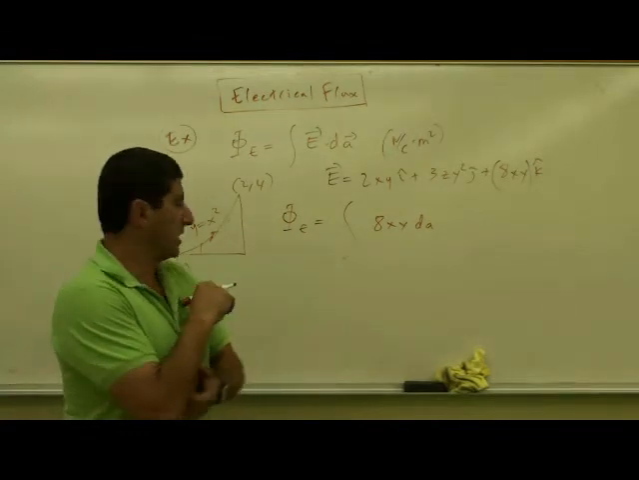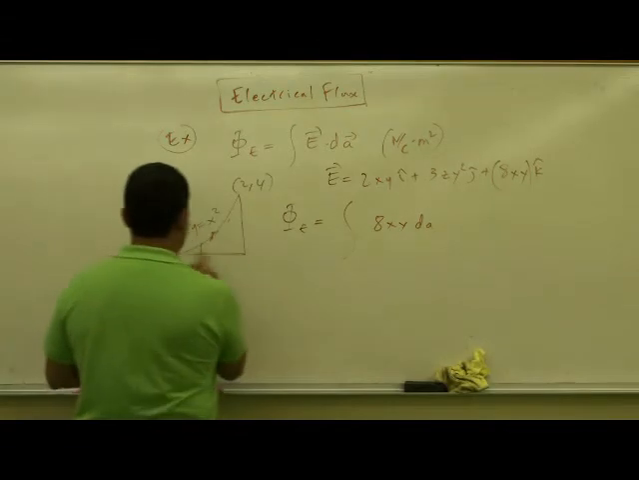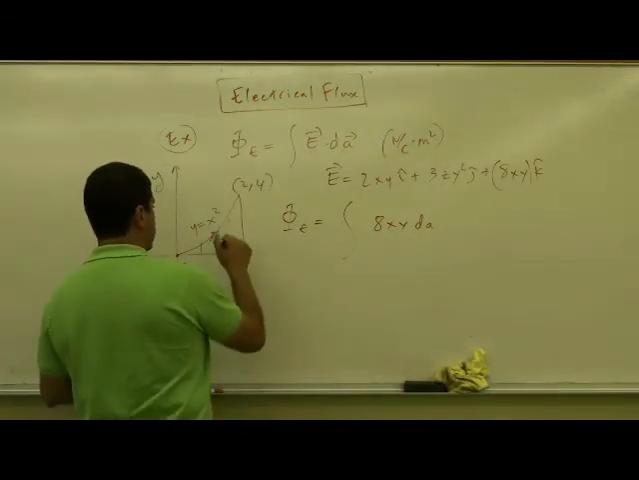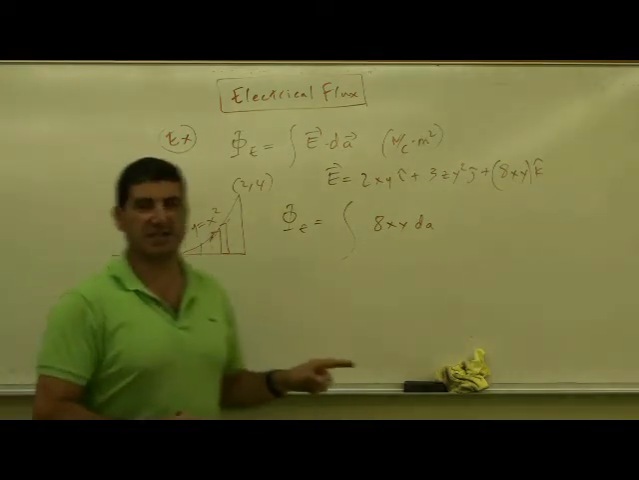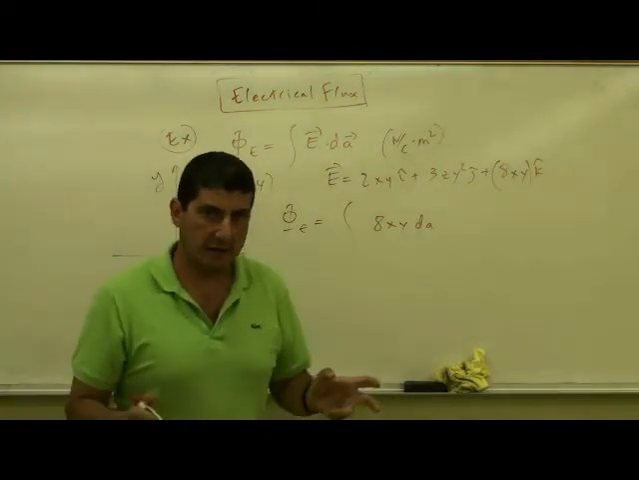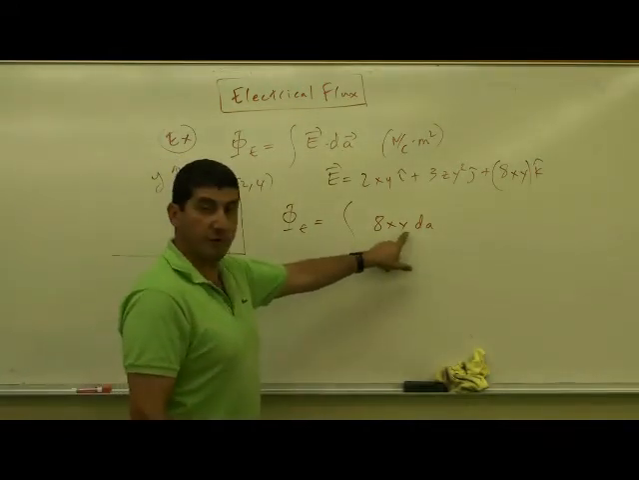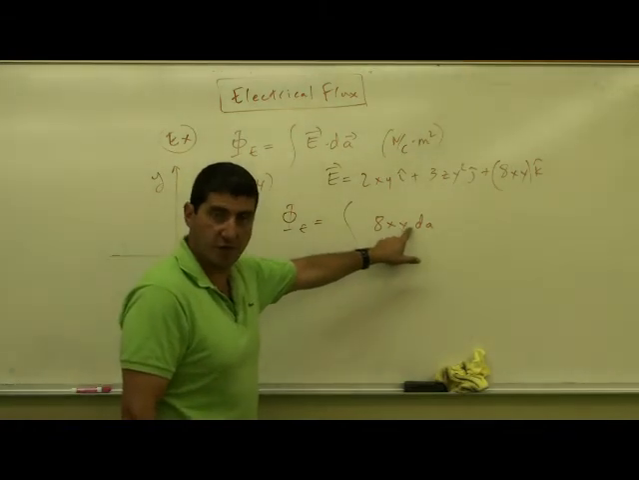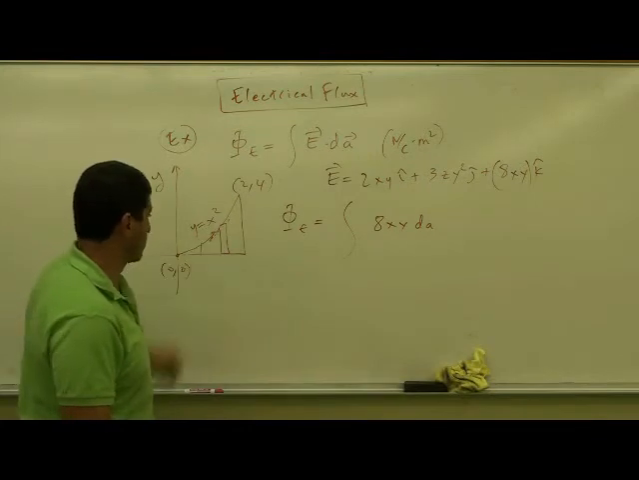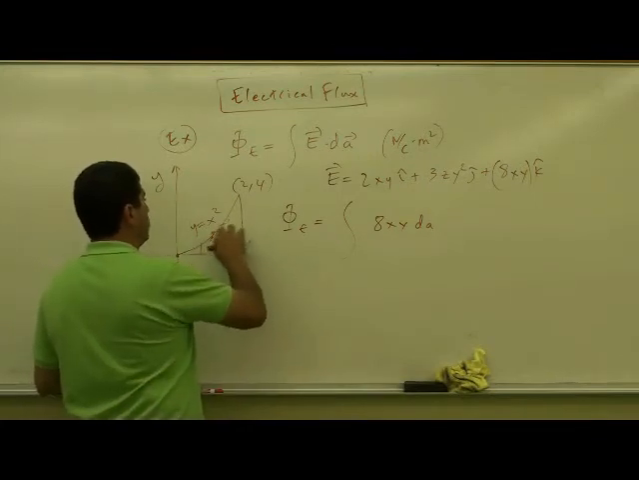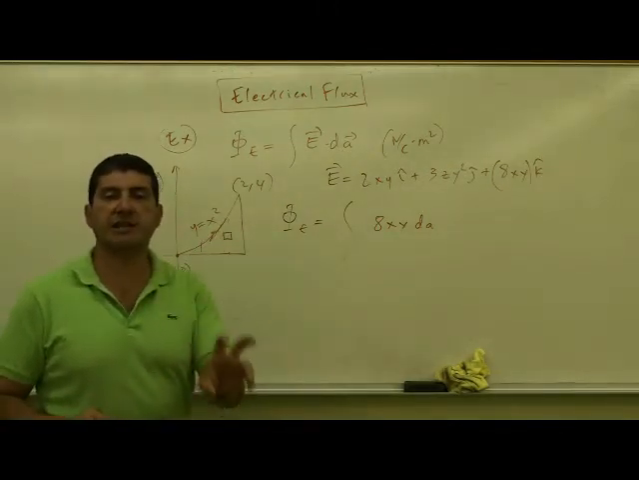So what's my dA? Well, in this case, since the electric field is changing as a function of x and as a function of y, I can't choose a whole rectangle as my dA, because along that rectangle, the electric field is not uniform. It changes as a function of y, right? The higher up I go, the electric field is stronger. So what I have to do is a little square, and then my dA will become dx dy.